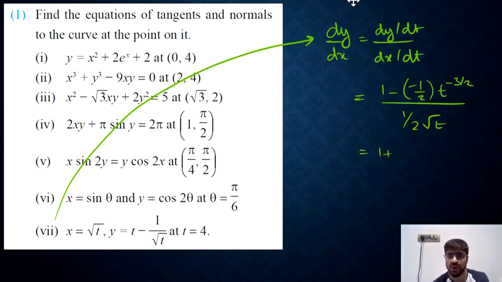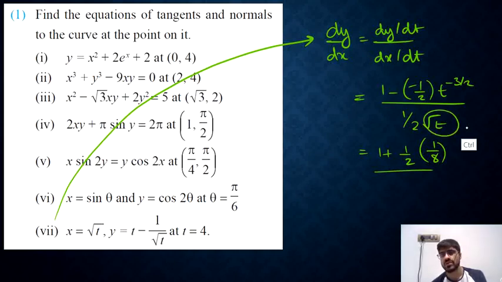So we are going to have 1 plus half into, when I put t as 4 here, the root of 4 will be 2. And power minus 3 is going to give us a 1 upon 8. So we have in the numerator, okay, let's write the denominator also together. So we have root t, which is going to be root 4, which is 2. 2 into 2 will be 4, and that 4 is going to go to the numerator.